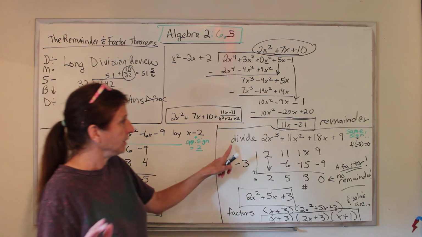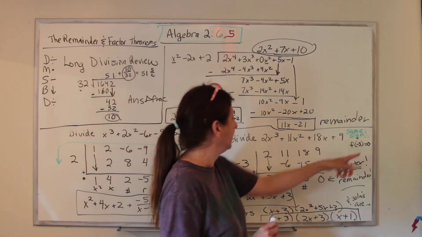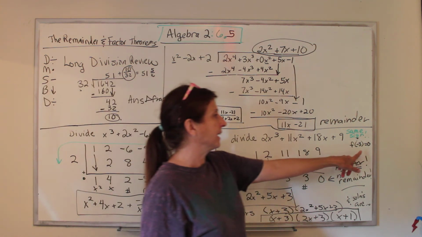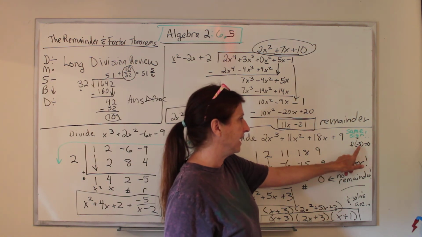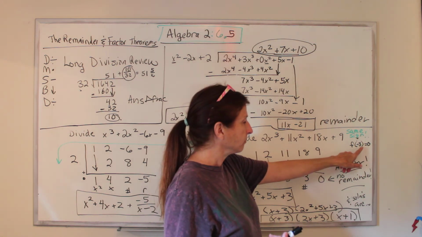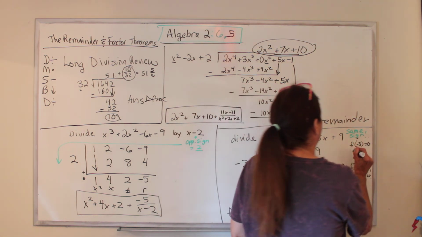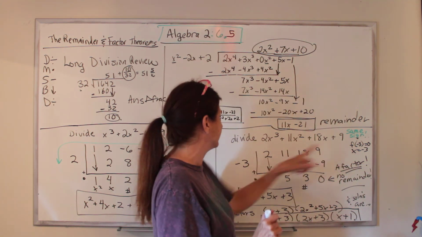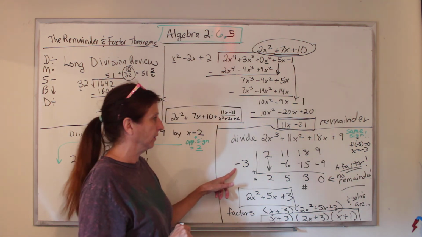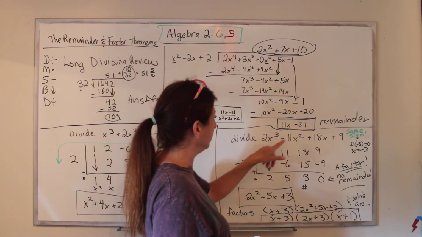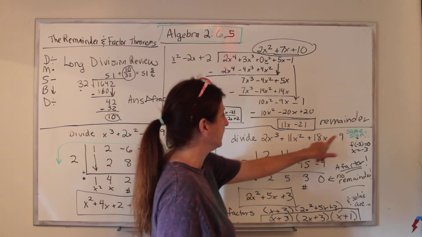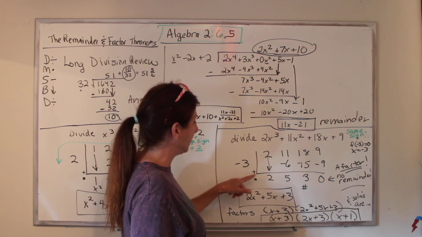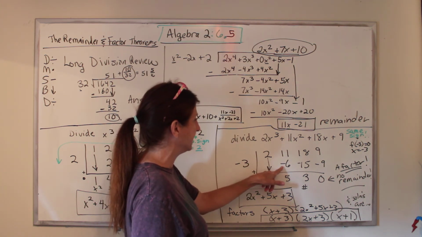I do. Now sometimes instead of giving it to us like this, where it's the opposite side, they might give it to us like this, where it's f of x, or sometimes they might say x equals negative 3 or something like that, and then you do the same sign and you write it over here. So now 2, 11, 18, 9. Bring down the 2.